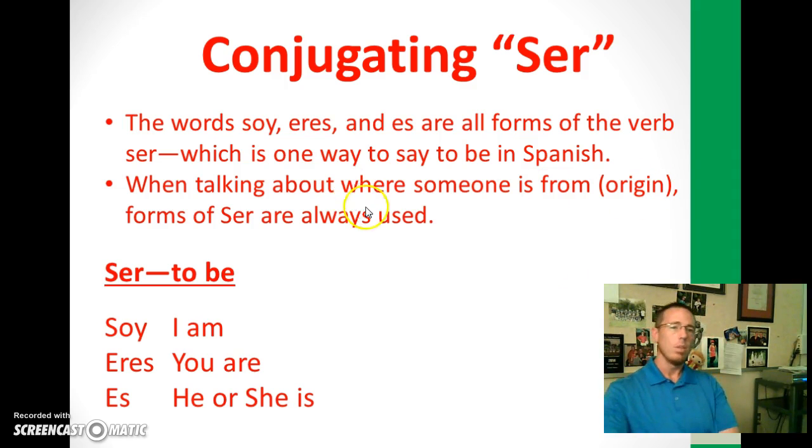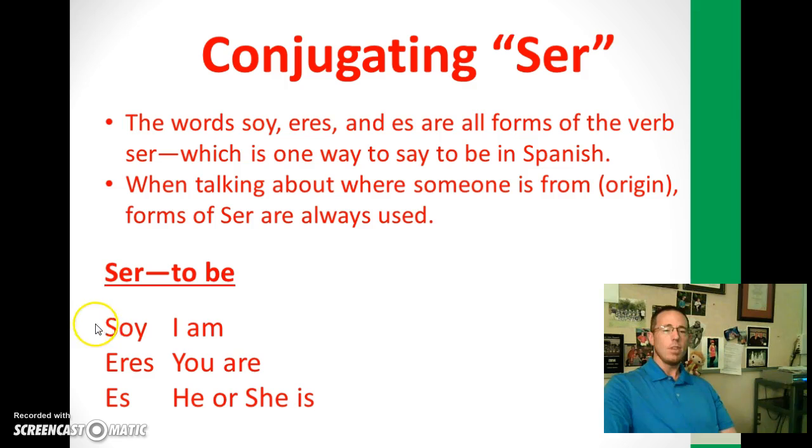So going through these bullet points here, the words soy, eres, and es are all forms of the verb ser, which is to say they're conjugations of the verb ser, which is one way to say to be in Spanish. Ser means to be. When talking about where someone is from, like their origin, use a form of the verb ser in your sentence and then the word de afterwards. So forms of ser will always be used when you're talking about where you're from.